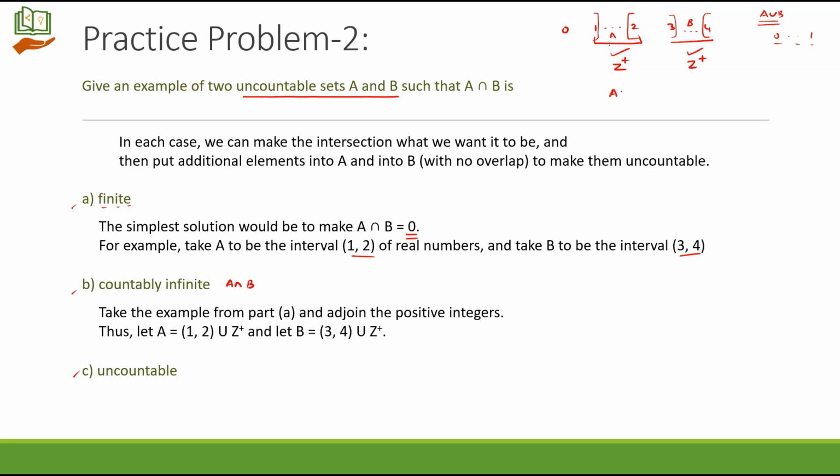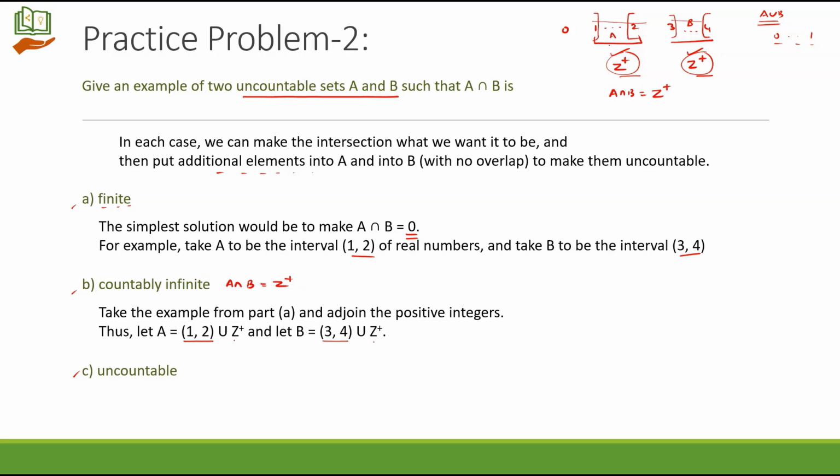Now, what will be A intersection B? This will be completely ruled out and this will be completely ruled out. What is common between both of them? Z plus is common. So, Z plus will be the intersection point. A intersection B will be equal to Z plus. What is Z plus? It is countably infinite. So, this range itself is uncountable. This range itself is uncountable. But we are inserting an intersection point with a countably infinite set which is Z plus.